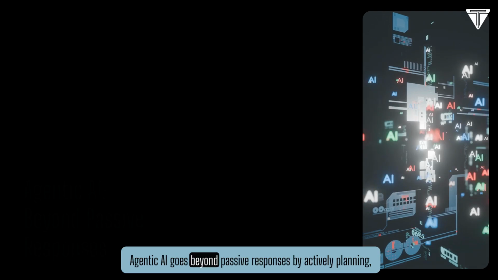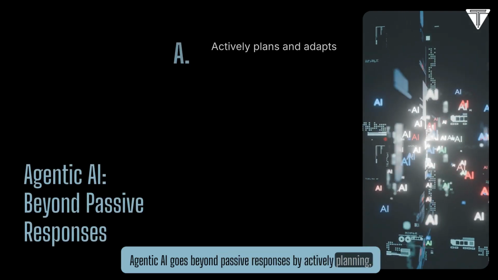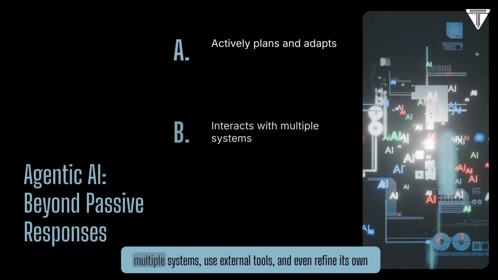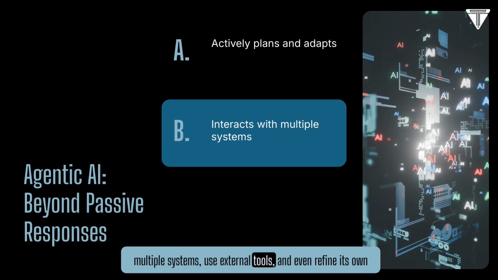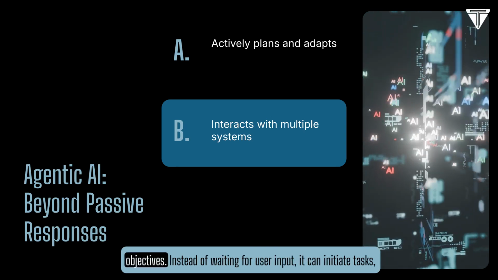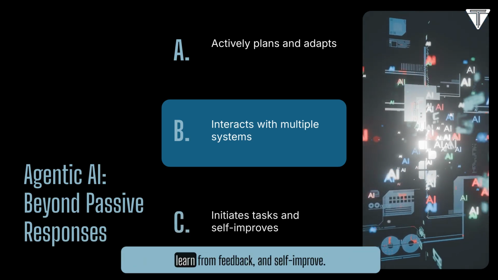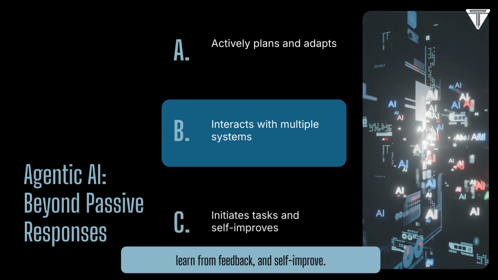Agentic AI goes beyond passive responses by actively planning, adapting, and making decisions in real time. It can interact with multiple systems, use external tools, and even refine its own objectives. Instead of waiting for user input, it can initiate tasks, learn from feedback, and self-improve.